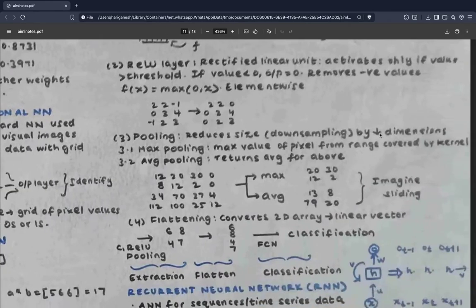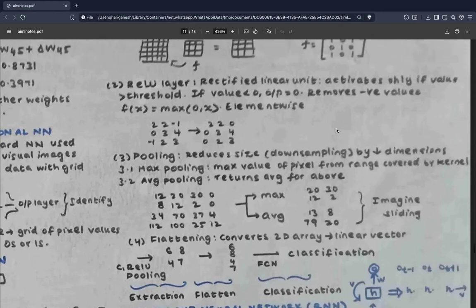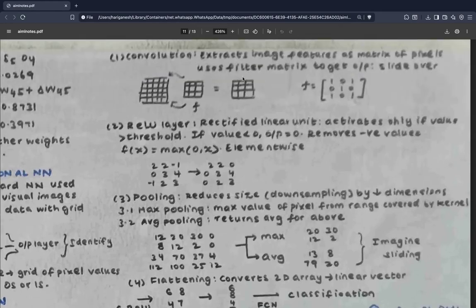Pooling reduces size or does downsampling by decreasing the dimension. So this is done by either max pooling, where the max value of pixels from the range covered by the kernel is taken out, or average pooling, which returns the average for the same range of pixels covered by the kernel. So this is what is known as a kernel, this matrix right here.